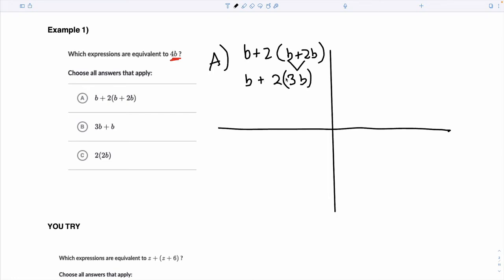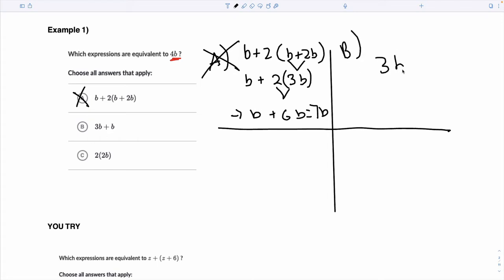What would I do next, Hadley? Following order of operations. And what does that become? Okay. And you are searching and searching, and your first trip that you stop at the scavenger hunt is b plus 6b or 7b. We'll just put equals 7b. That does not match 4b. It's not equivalent. We're going to cross out A. That does not work. Let's go on to B.